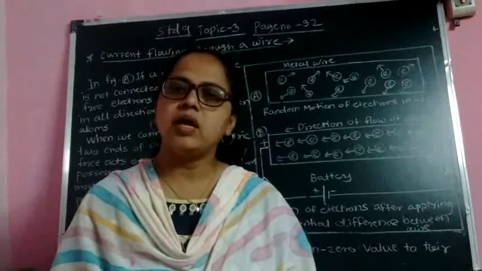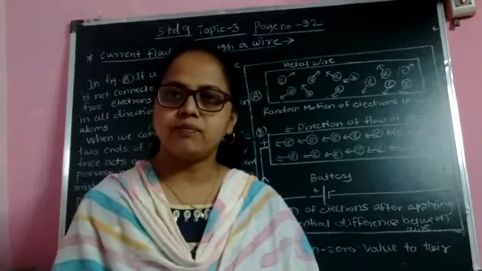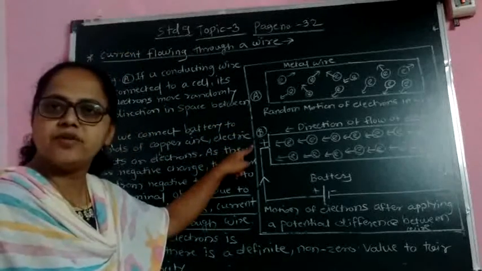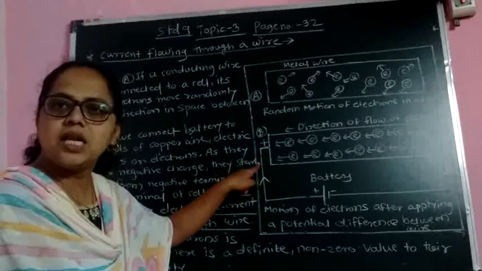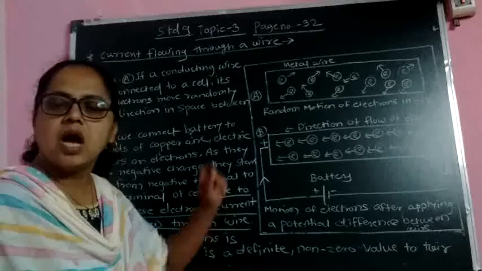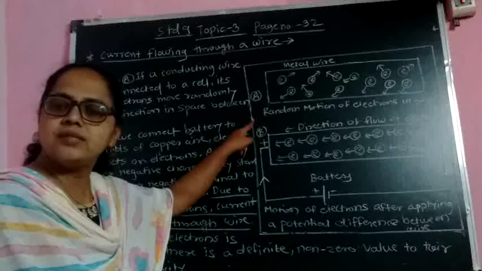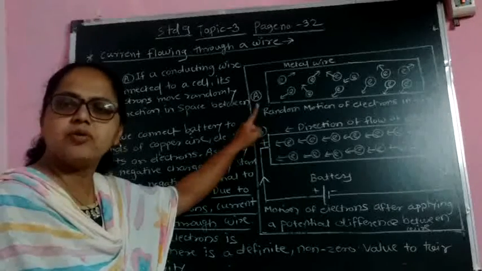Then how does electric current flow through a copper wire? If you see diagrams A and B, when you understand the phenomenon present in diagrams A and B, then you can easily write in your own words how current flows through a wire. In diagram A, you can see this is the metallic wire, or you can say copper wire.